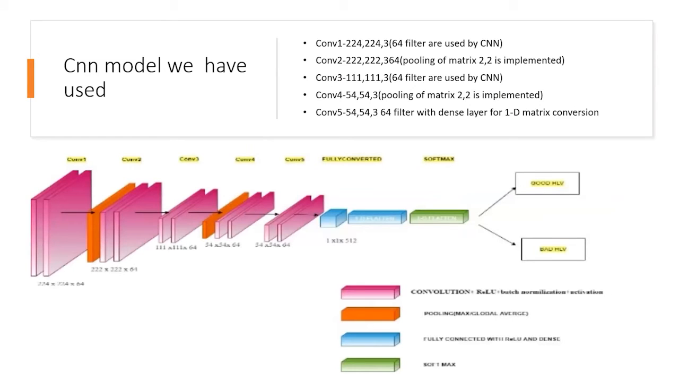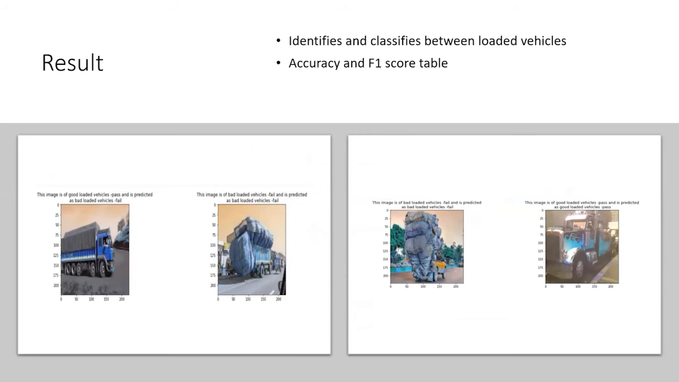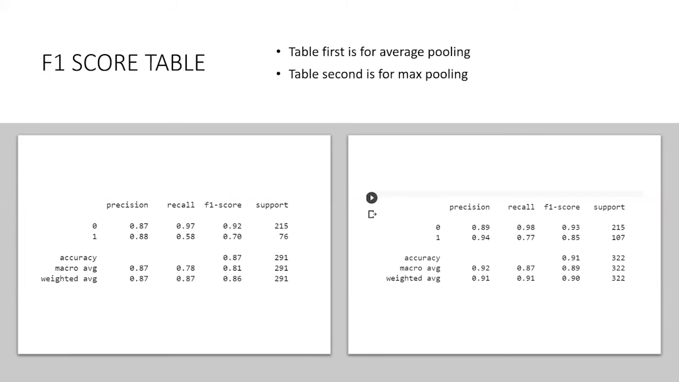In the CNN model, in the first layer we have used 224, 224, and 3, and 64 layers are used by CNN. And second, after the filter we have used 222. So it can be implemented to come at a short size. The result we are getting is that it is able to predict the classification between the loads, and this is an F1 table for the accuracy of both.